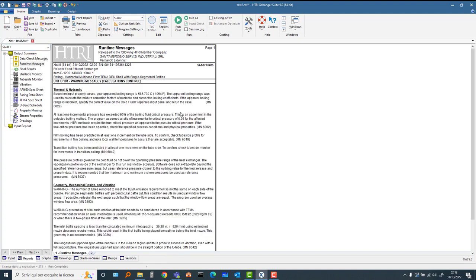Okay, we have a lot of thermal and hydraulic messages, and incremental pressure has exceeded 90% of the boiling critical pressure, so film boiling, transition boiling. The pressure profiles given for the cold fluid do not cover the operating pressure range, so this is important. But there is nothing to do. If our customer has given a single curve, we must use a single curve.